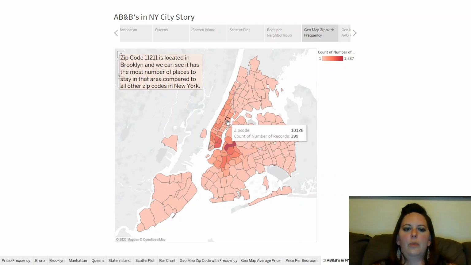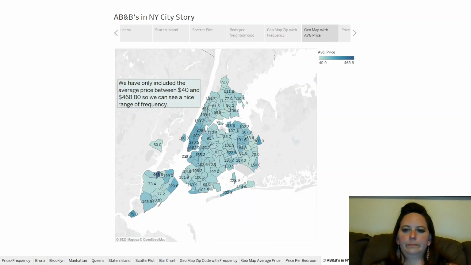In our geomap, we have excluded some of the information to bring more color to our map, but this is a very interesting look at our data. Here we have some more labels. Let's look at this geomap with the average price. We wanted to stay with the $50 to $100 price range. So this one has the $40 all the way up to just under $500. And we can see a significant amount of change in the different zip codes. So that's why we limited our data.